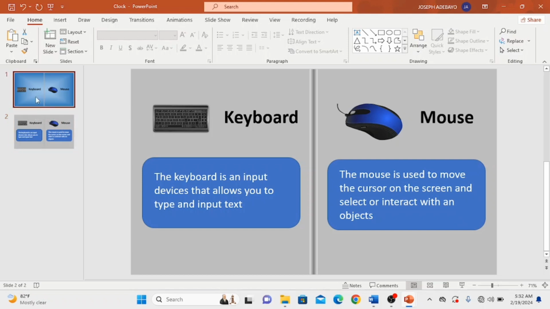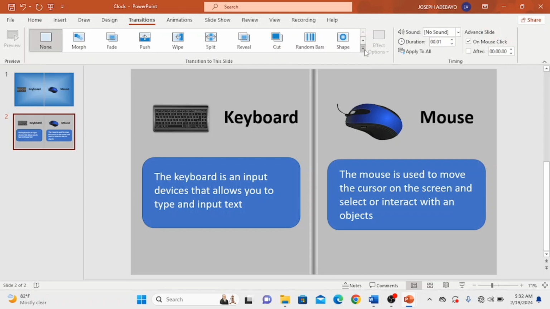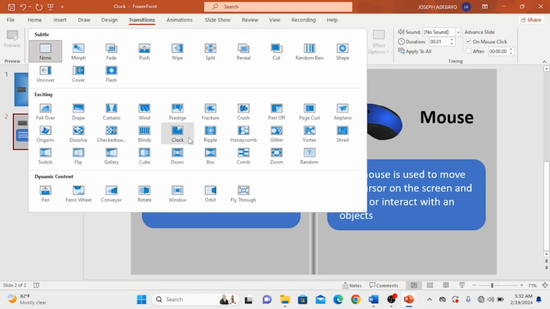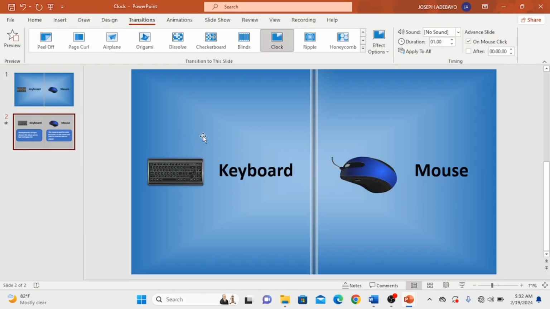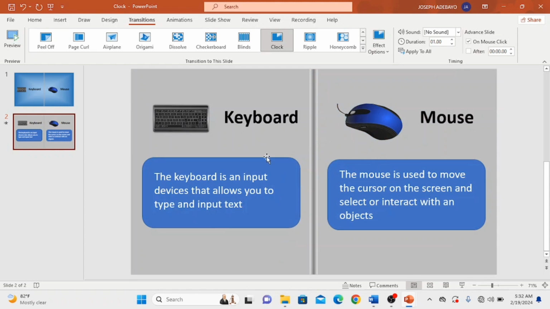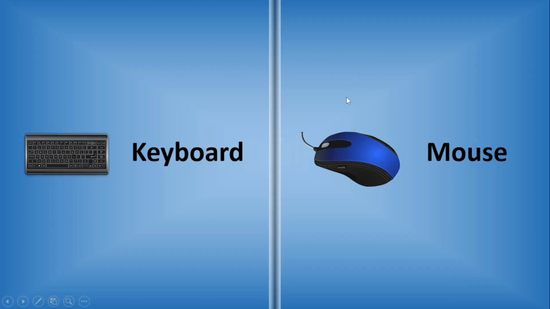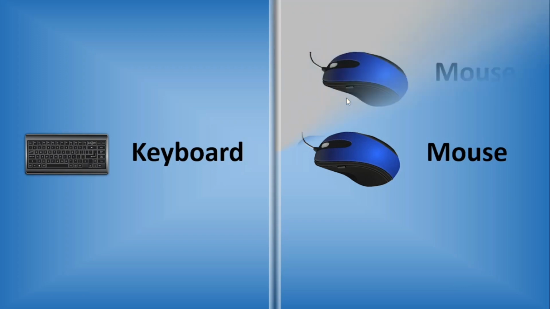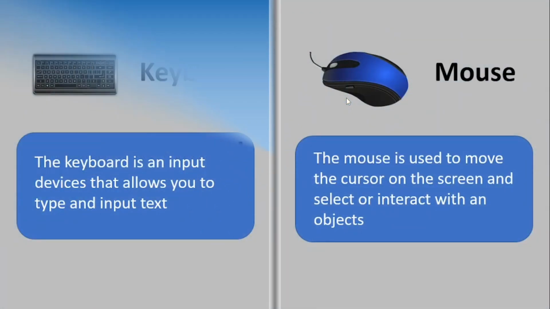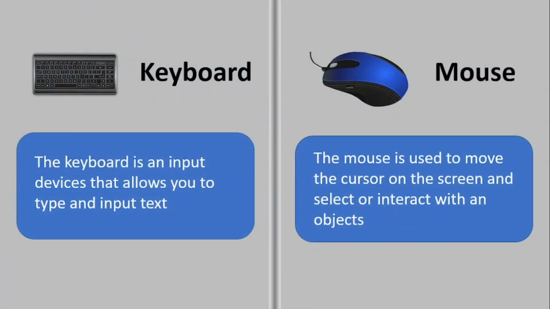So I have these two designs. Then I'm going to click on this second slide, come to Transitions, and click on Clock. Click on it. This is the one we are going to use. Can you see? Now, in order to see how it's going to look, let's see it in the slide show. See how the clock transition looks. Can you see how everything is moving in a clockwise direction?